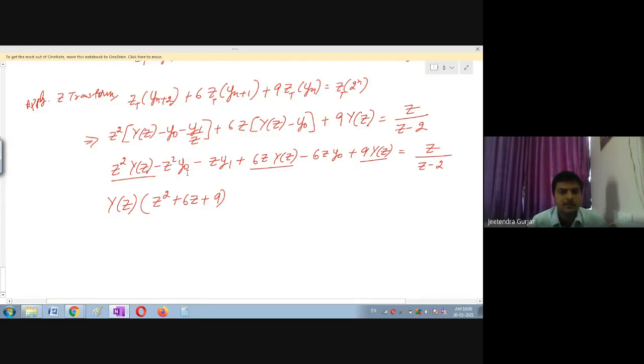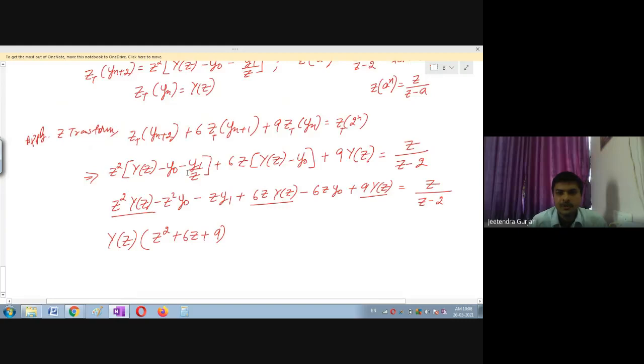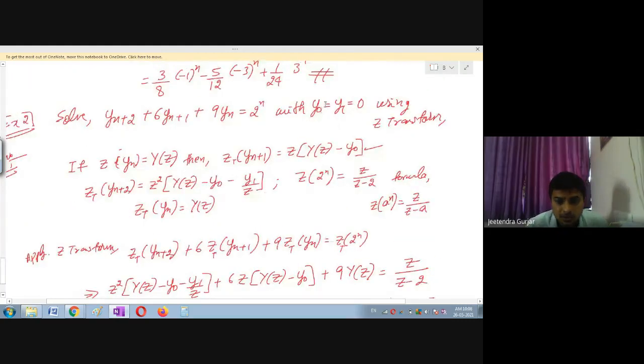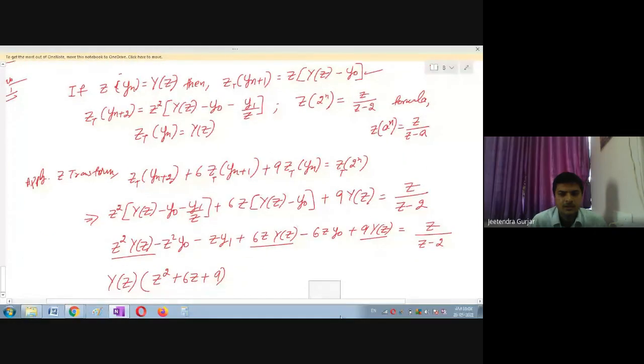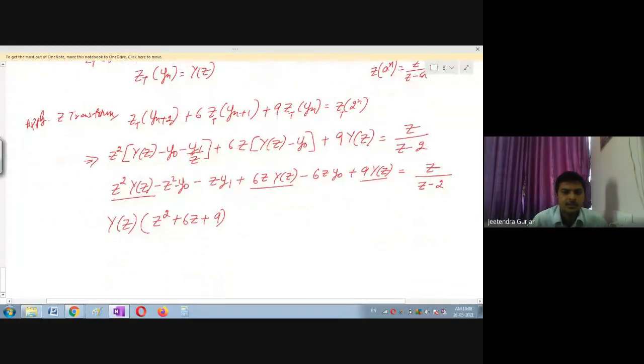After simplifying this, you can just see what they have given. Given part, y0 is 0, y1 is 0. Don't make mistake, yes students. y0 is 0 means this term is 0. y1 is also 0. This term is 0. So this term is 0. So I think that is quite easy here. So you have got it. So which is equal to z divided by z minus 2. So I think everyone got the same answer.